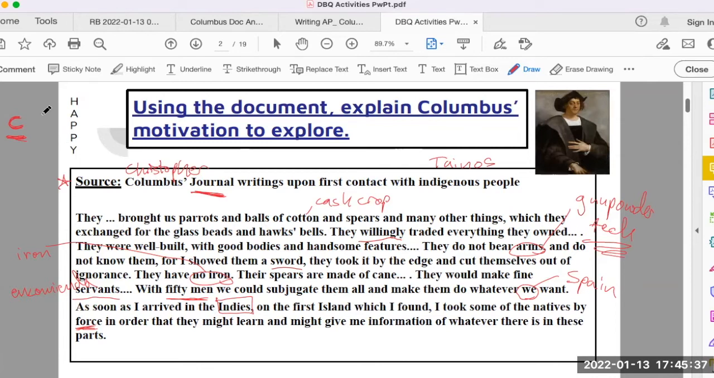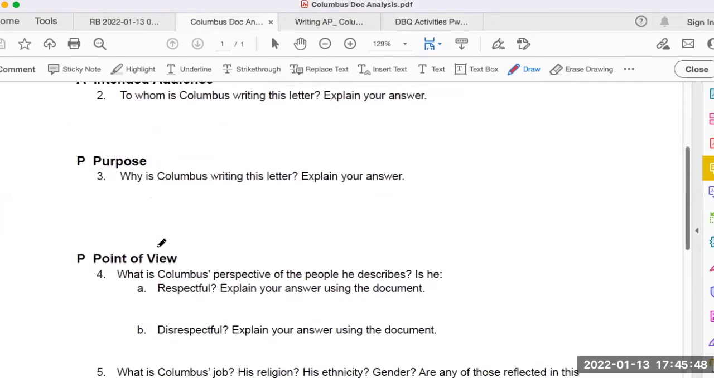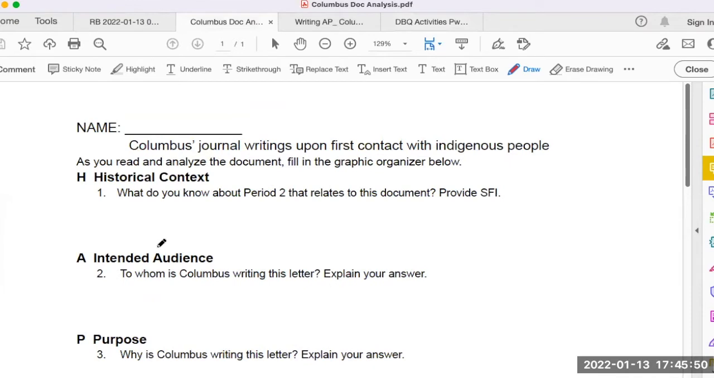Okay, so now looking at our document, we're supposed to answer historical context, intended audience, purpose, or point of view. Now, we only have to do one of these for this document. We do have to do this for 3 documents total out of the 7, but right now we're just applying this to one document to see if we can figure out which of them, HIPP, is going to be our strongest argument.